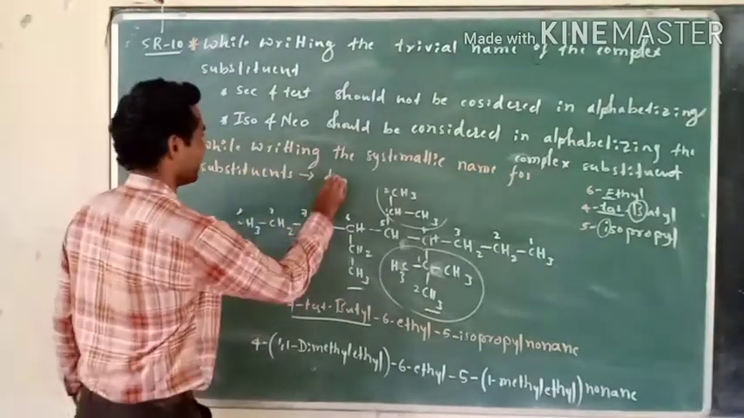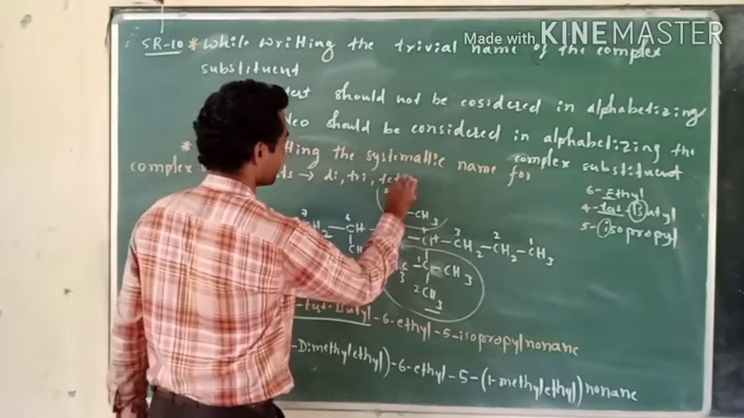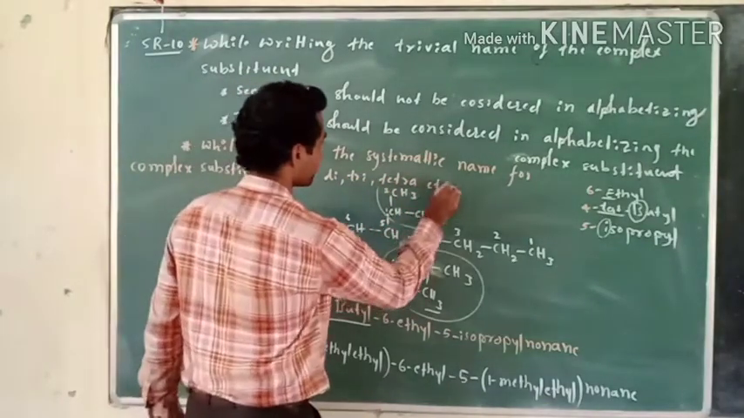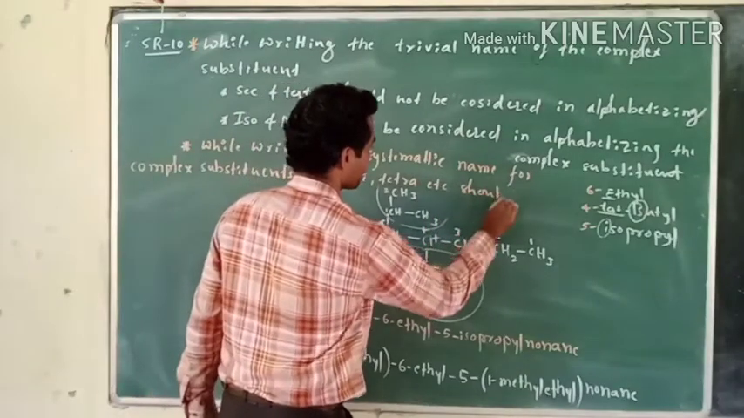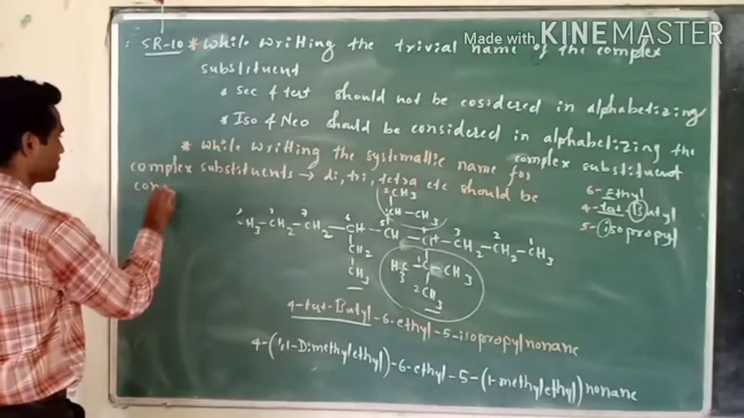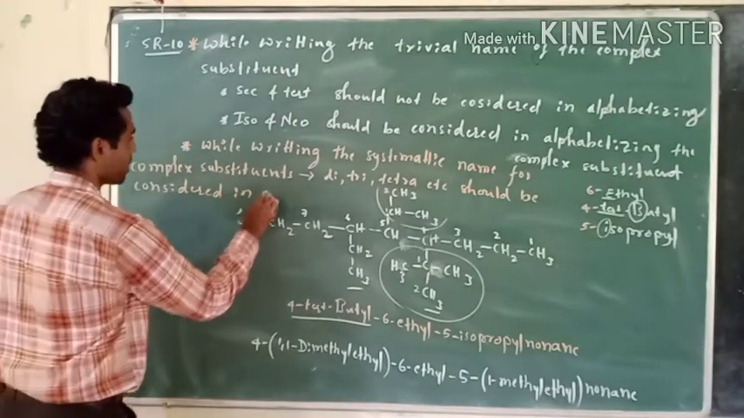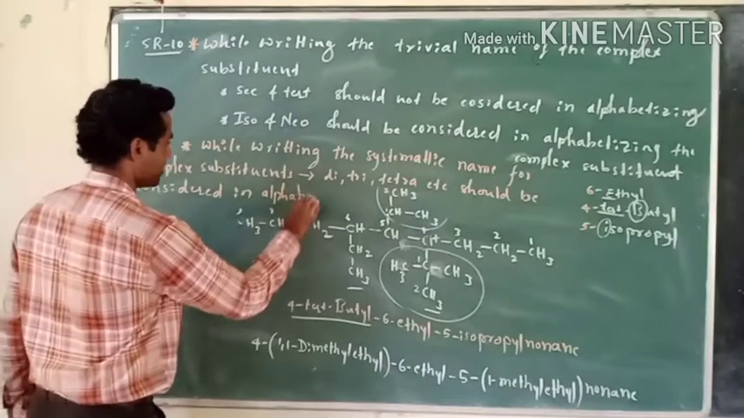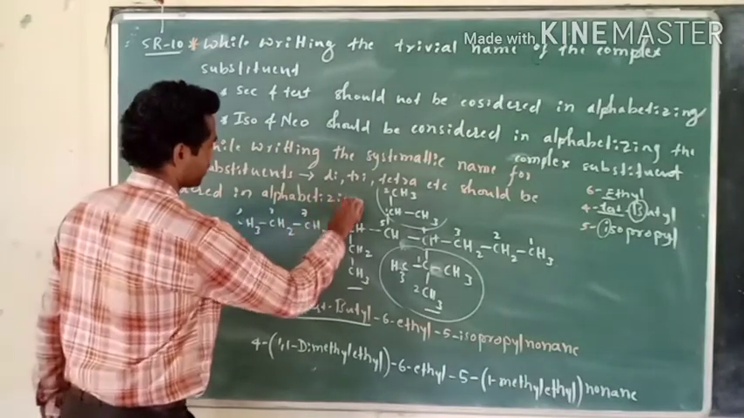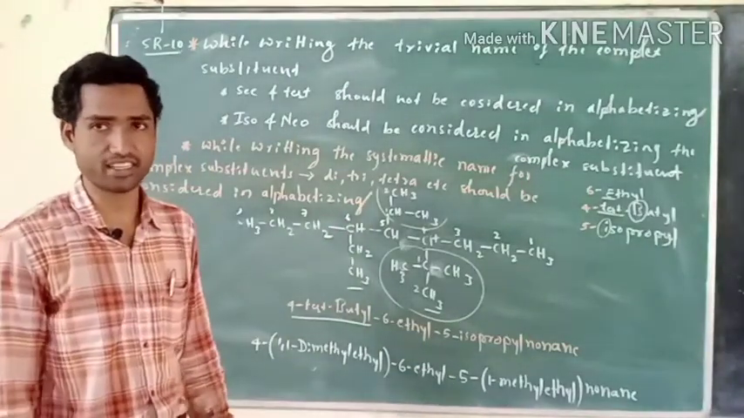Di, tri, tetra, etc. should be considered in alphabetizing. Should be considered in alphabetizing.